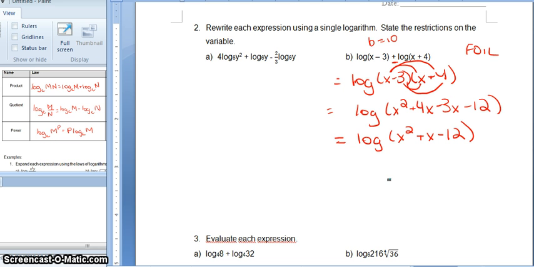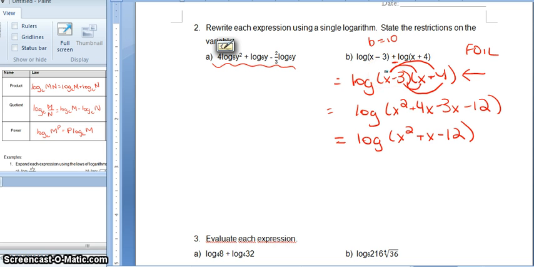And so now we just need to talk about the restrictions. This one is a little bit more tricky. It's not as straightforward as our first one was. So what we're going to look at is these factors here. We don't want the log of 0.